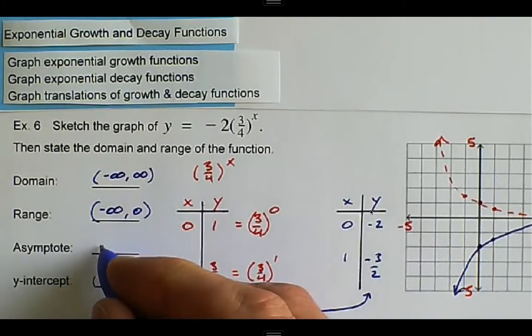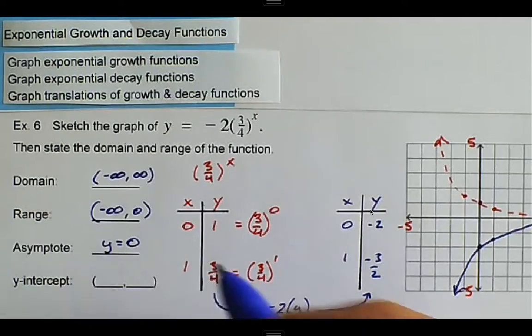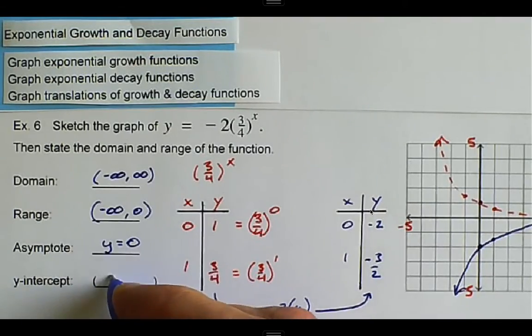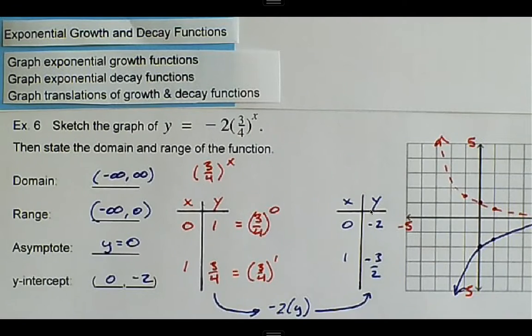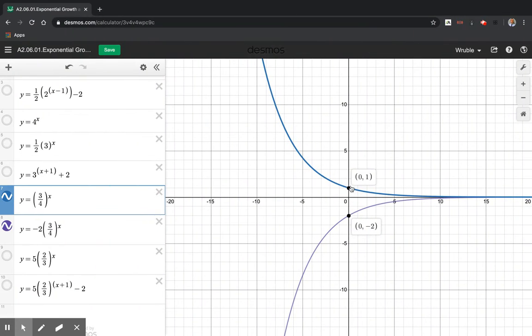Our asymptote is still y equals 0, and the y-intercept is 0, -2. So if we look at that on our graph, we can see that we have the point 0, 1, and we have the point 0, -2, and our asymptote for both is still the x-axis.